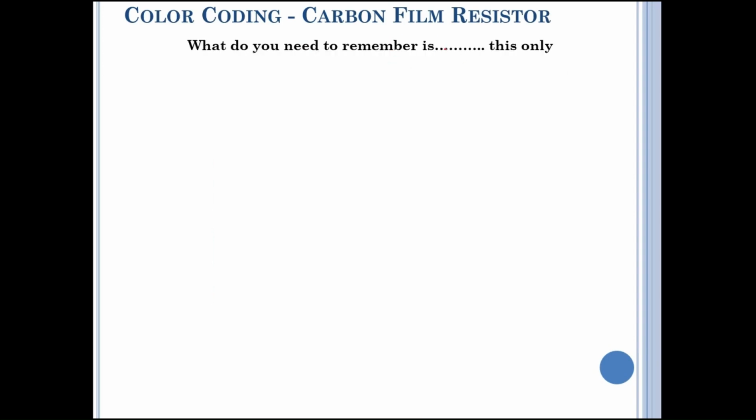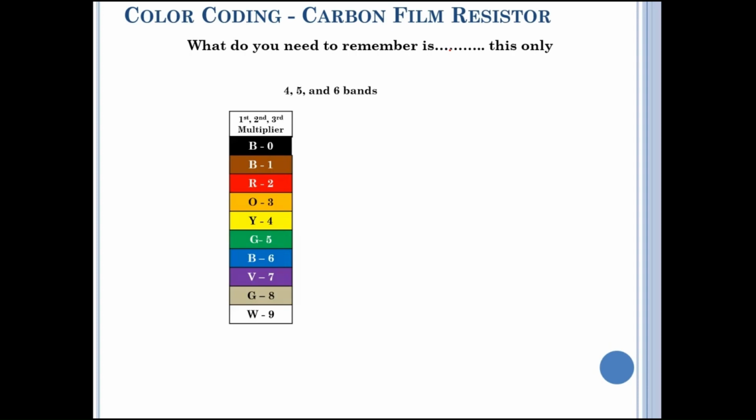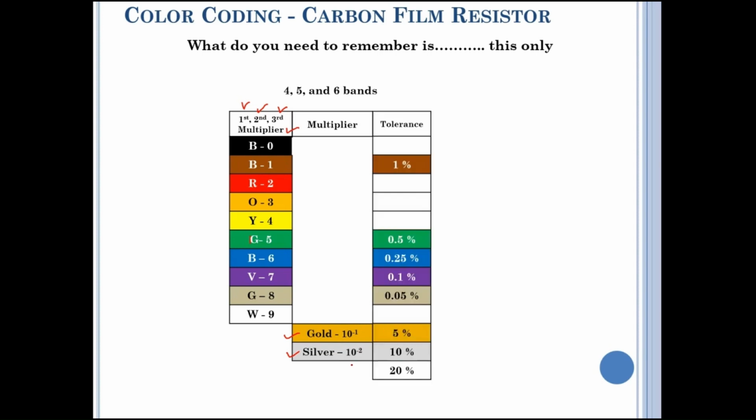What you need to remember is only this. For 4, 5 and 6 band, the first thing you should remember is the sequence of these colors and their codes: 0, 1, 2, 3, 4, 5, 6, 7. The same code can be used for the first digit, second band, third band and multiplier purpose. Second are the additional two colors for the multiplier, that is gold and silver. Gold is 10 to the power minus 1, silver is 10 to the power minus 2.